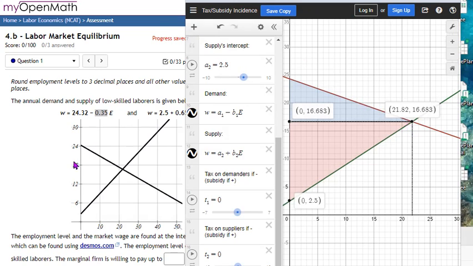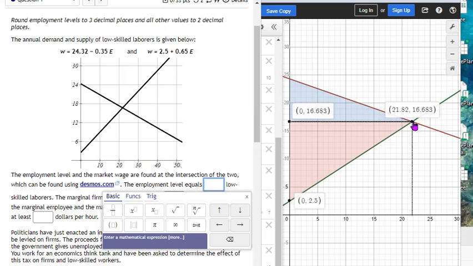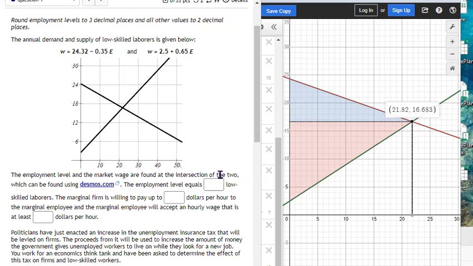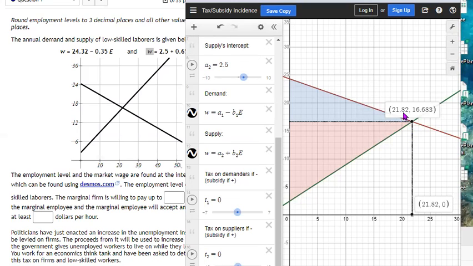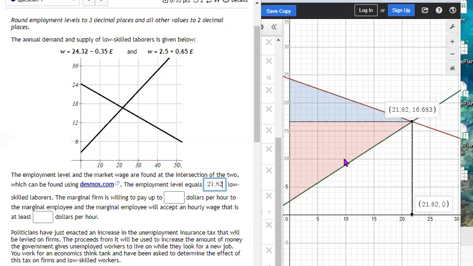Okay. So to find the equilibrium employment level, that's the intersection of demand and supply, correct? The equilibrium employment level is the first number because E is in the place of X, and W is in the place of Y. This is the Y-axis, and this is the X-axis. So the employment level is 21.82. That's the equilibrium employment level, right?